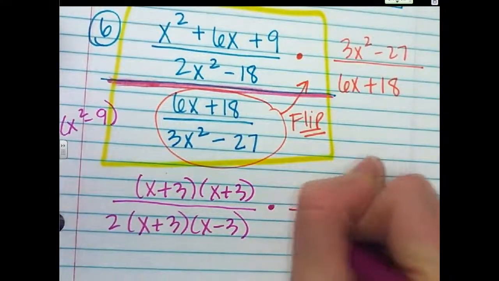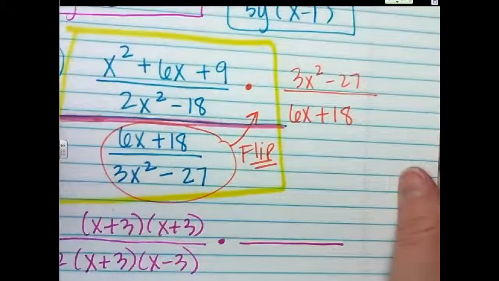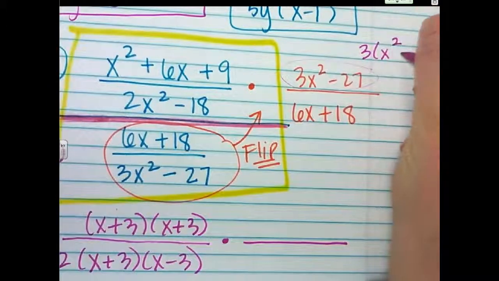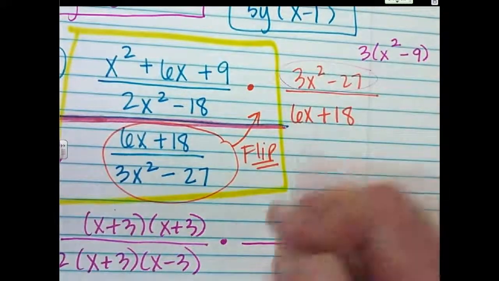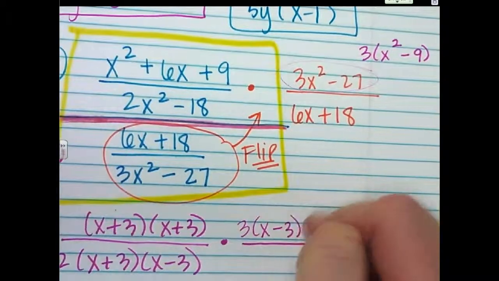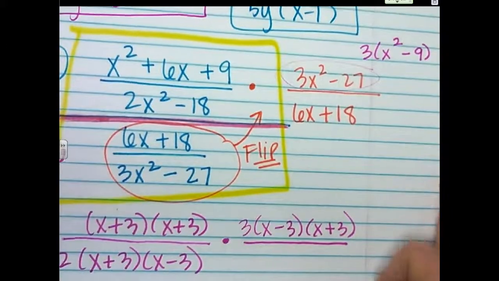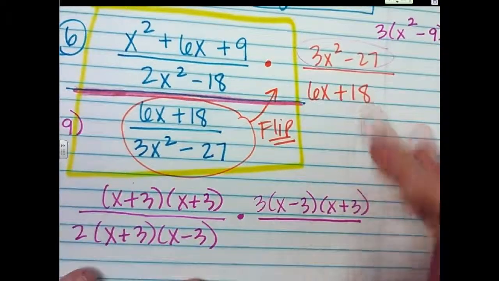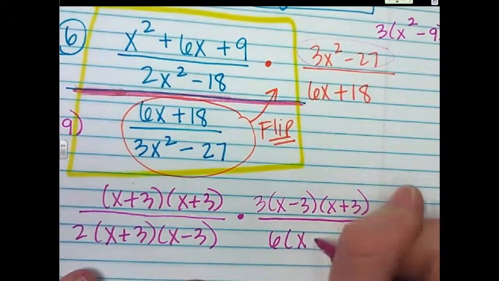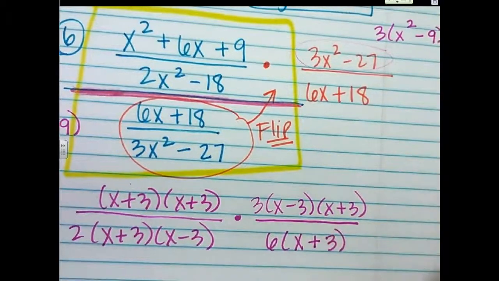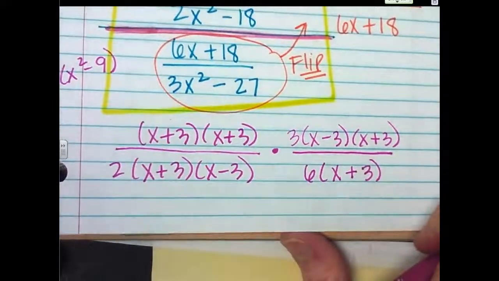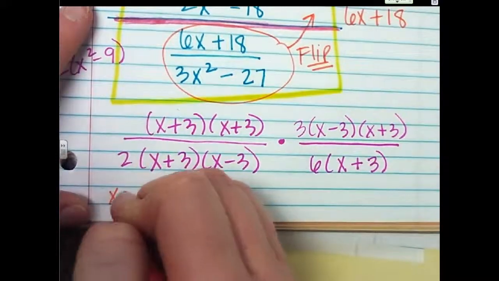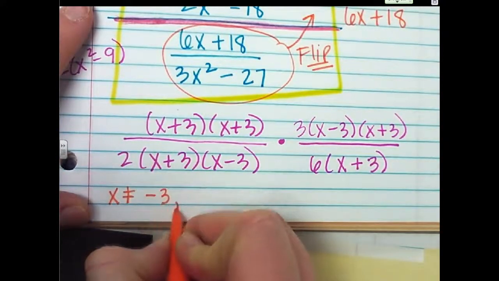Times, the ones that just get a little bit longer. Okay, what can I take out of this? A 3, and I'm left with x squared minus 9, which factors. I guess you could have left it x squared minus 9. It would have canceled. And what can I take out of this bottom right? A 6, and I'm left with x plus 3. Lots of 3s. Okay, let's do our restrictions. x cannot equal -3 or positive 3, that's it.